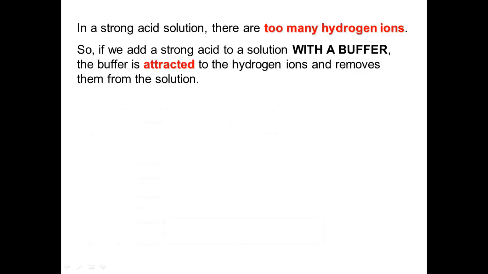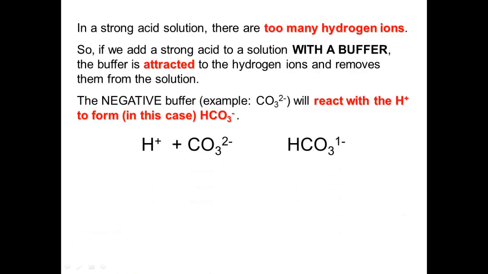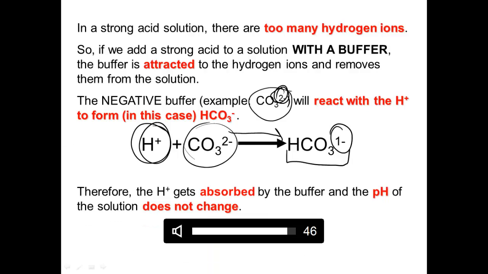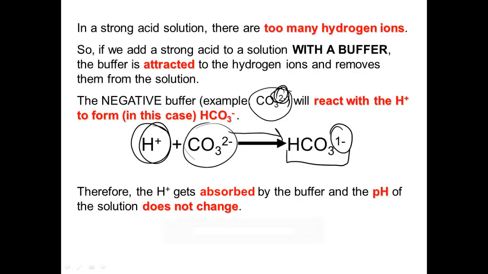So if you add a strong acid to a solution that has a buffer, the buffer will be attracted to the hydrogen ions, and it will steal them out of the solution and stick them onto itself. So we're looking at this as an example, CO3 2-. It's got 2 negative charges, and it's those negative charges that will be attracted to the positive hydrogen. And so the positive hydrogen will be attracted to this negative carbonate, and it will basically stick to it, form a bond to it, and will become HCO3 1- now because it's lost a negative charge because it's joined with a positive ion. The hydrogen will get absorbed by a buffer, and the pH won't change.